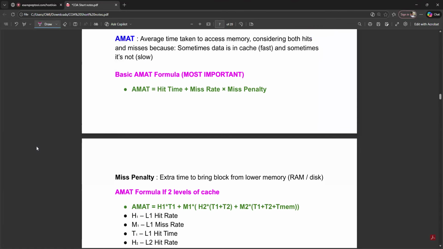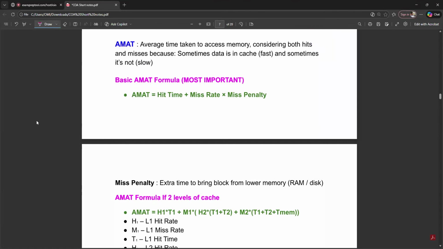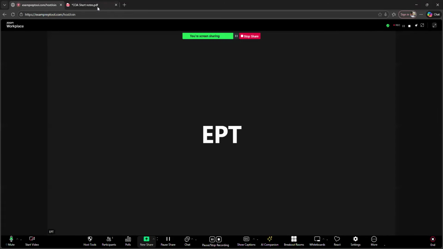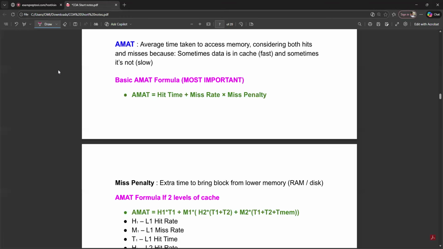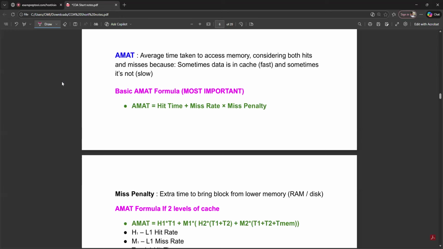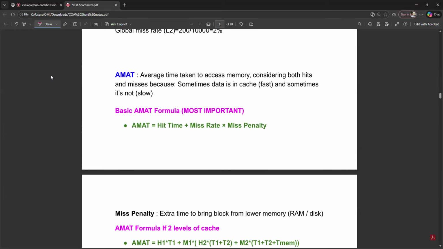Now moving to the next point: what is the average memory access time? This is another concept related to the access time of cache and main memory.